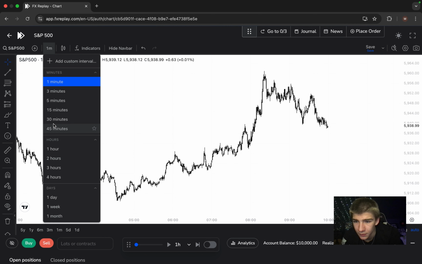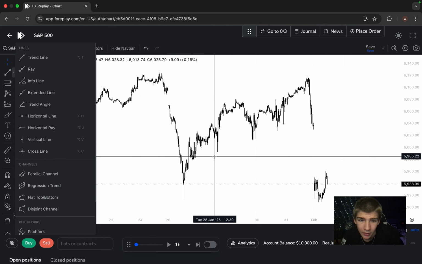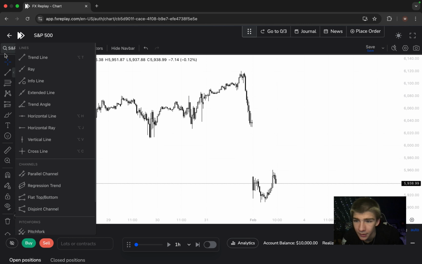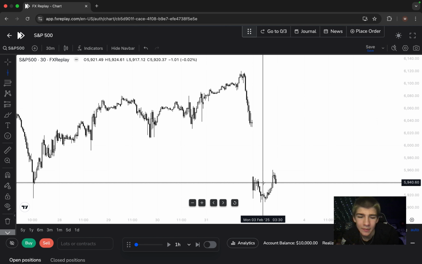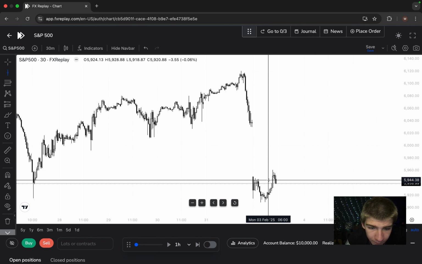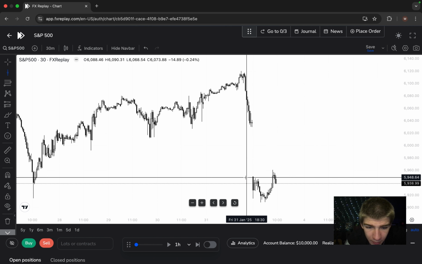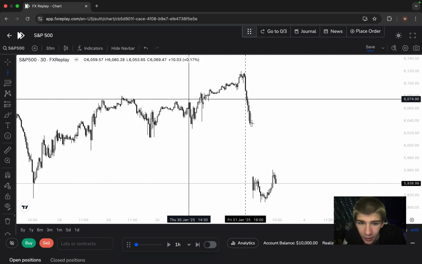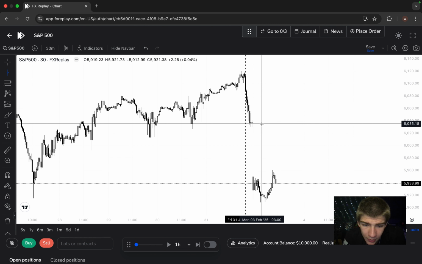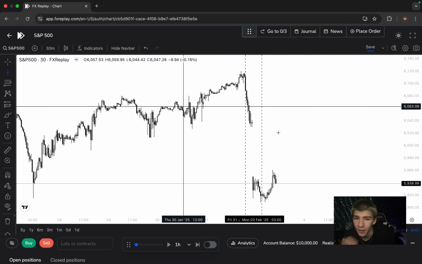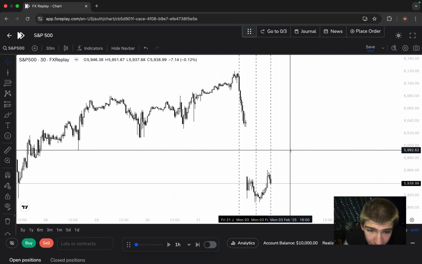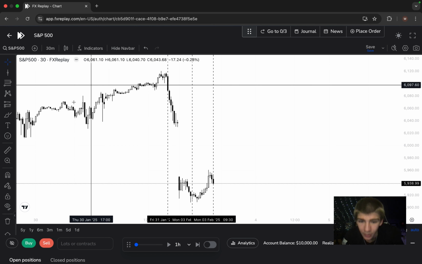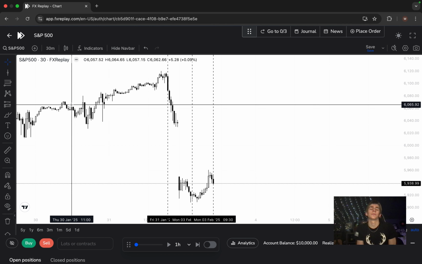I start on the 30-minute, so this is how I trade. I put my vertical lines. I put one line at 18, which is Asian session open, which would be right here. Then I put one line at 3, which is London session open, and then one line at 9:30. So right here we're already right into, this is actually perfect, we're right into market open. I don't know how I got it that perfect.